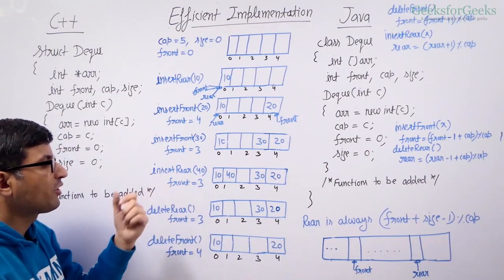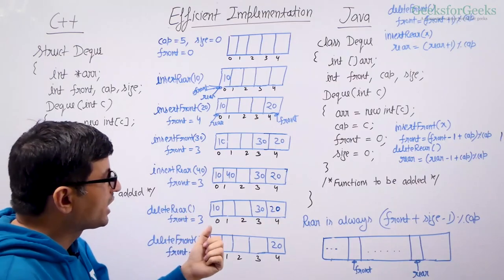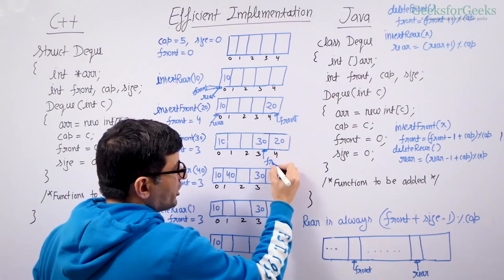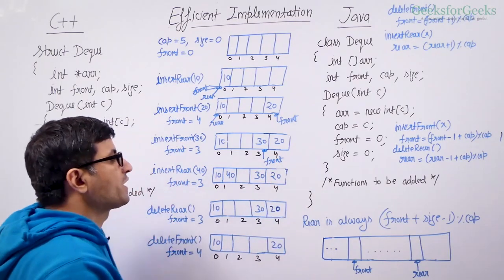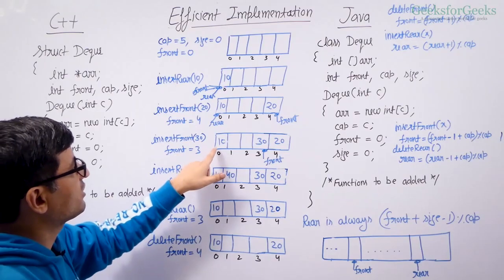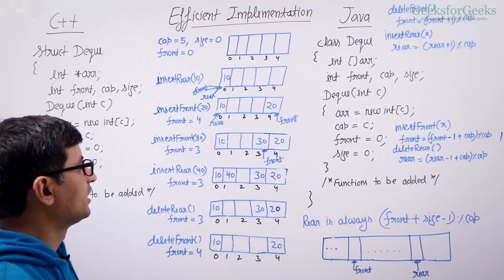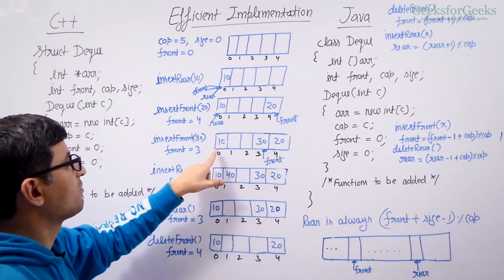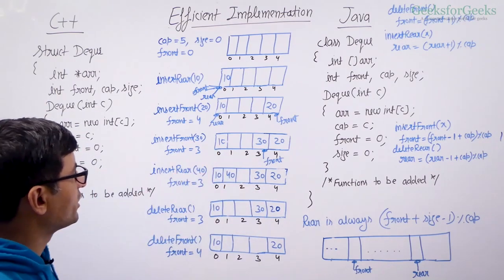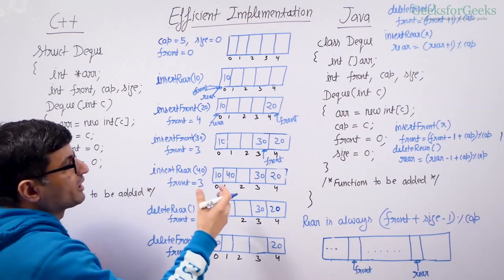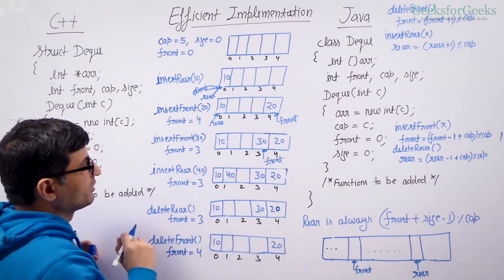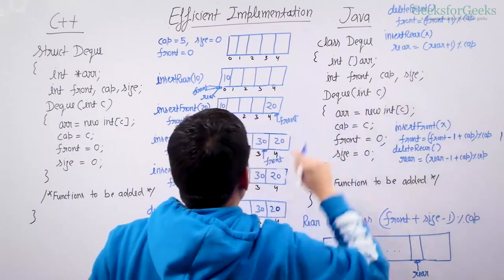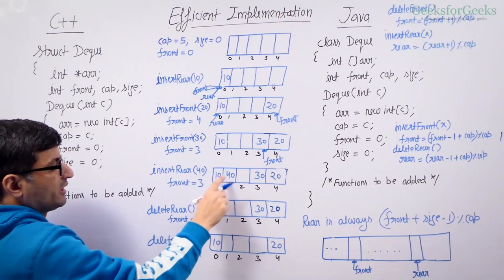Now we do insert rear 40. So we are going to find out rear using front. What is front right now? Front is here. So what is going to be the rear? Rear is going to be front plus size minus 1. What is size right now? There are 3 elements, so size is 3. So our rear is going to be 3 plus 3 minus 1 modulo capacity, which is 0 only. Because capacity is 5 and 3 plus 3 minus 1 is 5. 5 modulo 5 is 0. So we get the rear here. We do rear plus plus when we insert at the rear. And now we insert an item at this index.